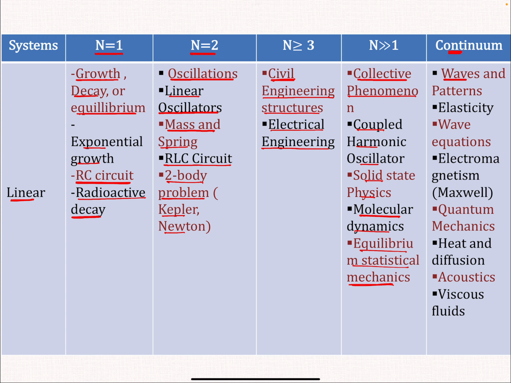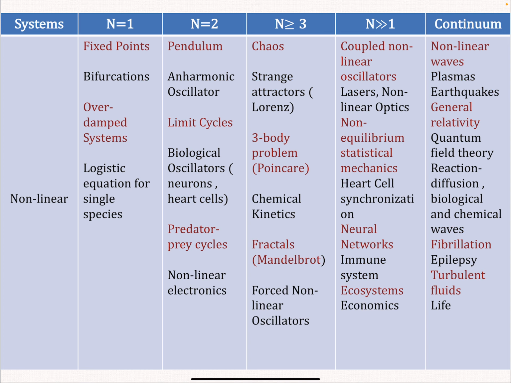Now in the continuum phenomena, examples are waves and patterns, elasticity, wave equations, electromagnetism, Maxwell, quantum mechanics, heat and diffusion, acoustics. These are examples of continuum. Now let's move to the non-linear part. For non-linear systems where the dimension is 1, we use some new terminologies like fixed points and bifurcations. Examples are the overdamped systems and the logistic equation for a single species in population biology. These are examples of one-dimensional nonlinear systems.